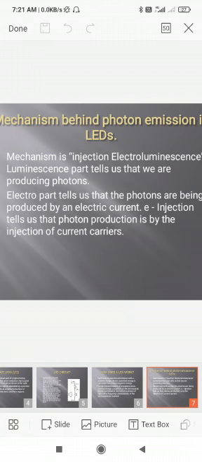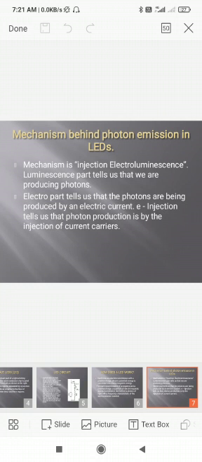The mechanism behind the photon emission in the LED is injection electroluminescence. The luminescence part tells us that we are producing photons. The electro part tells us that the photons are being produced by the electric current, and injection tells us photon production is by the injection of current carriers.